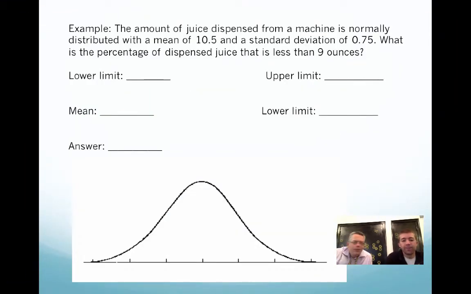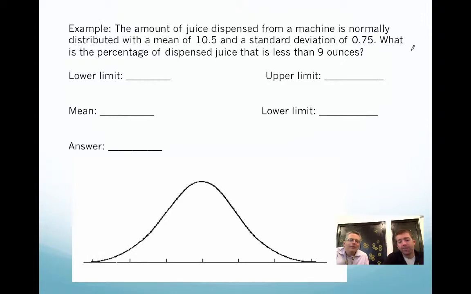So here we have an example problem. All right, so here we have a quality control problem with the amount of juice being dispensed from a machine that's normally distributed with a mean of 10.5 ounces and a standard deviation of 0.75 ounces. We want to know what's the percent of dispensed juice that is less than 9 ounces. Because if it's less than 9 ounces, customers might feel like they're getting ripped off. So the company doesn't want to do that. They want you to be happy with the product.